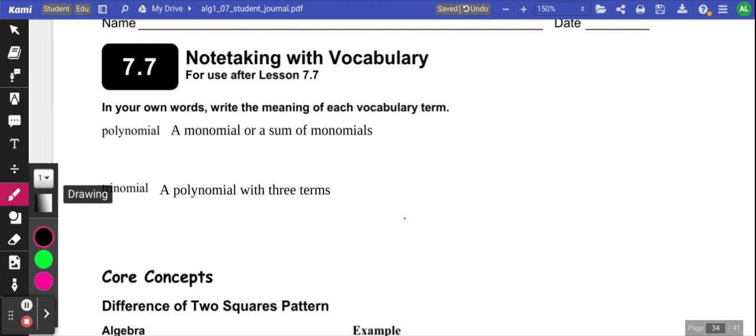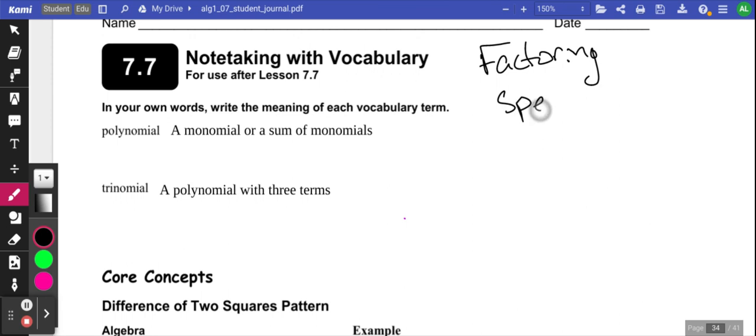Okay, so factoring special products. A lot of times, I think sometimes people try to apply the rules that we're doing in 7.7 to different trinomials and other things like that. They try to factor a lot of stuff.